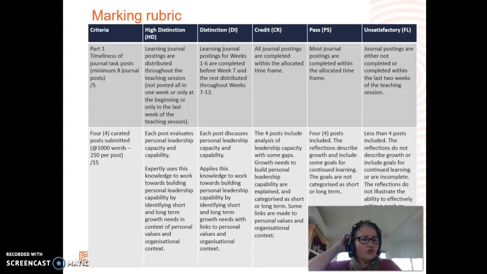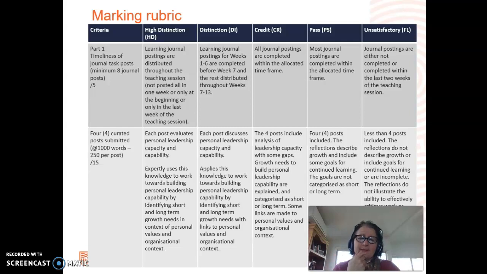Then the 4 curated posts. So this is 250 words each, or around 1,000 words in total. This is worth 15. Okay, so this is really important. So really look at the criteria across here. Each post evaluates personal leadership capacity and capability. So each post discusses personal leadership, from a pass through to expert across. You may not submit the 4 posts. There might be a lack of critique, etc. So look across to see what you're aiming for.